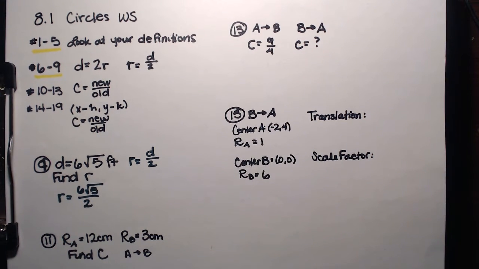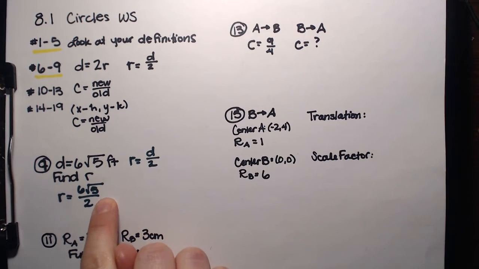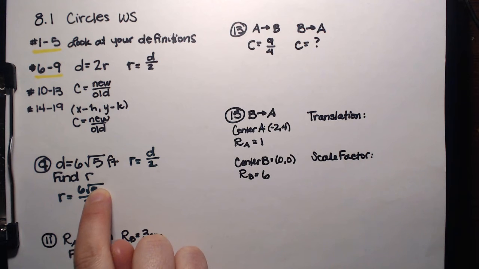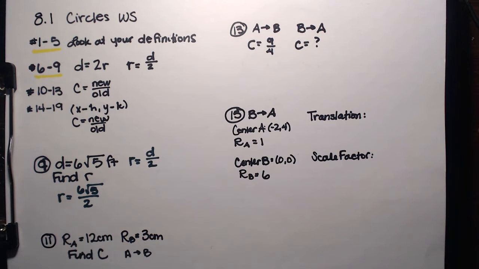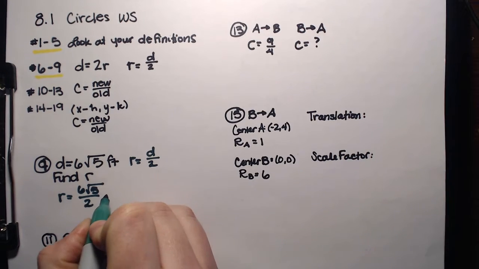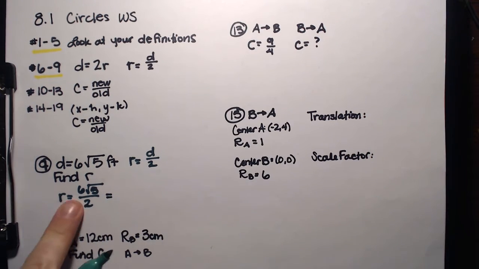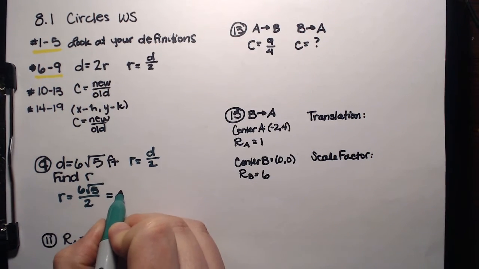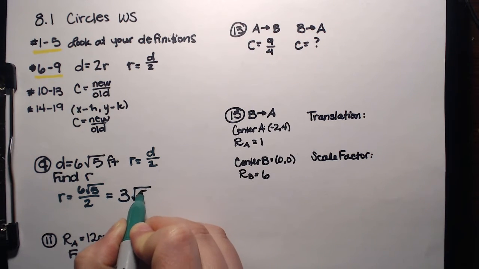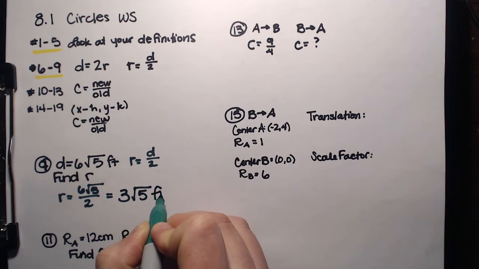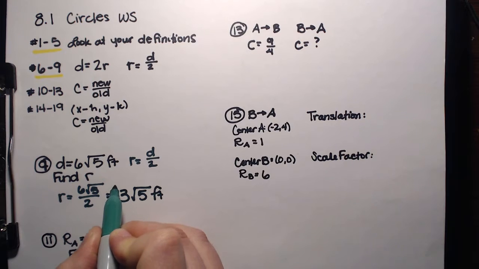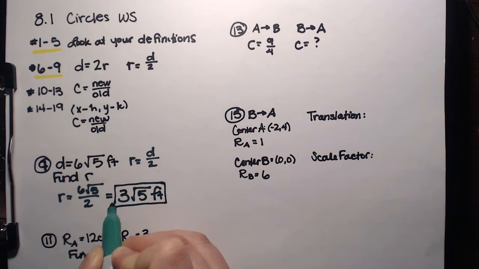Now, I can't take the square root of 5 and divide it by 2 because the 5's in the square root, but I can take that 6 and divide it by 2. So what is 6 divided by 2? 3. And then the units are feet. So that is the radius of the circle.